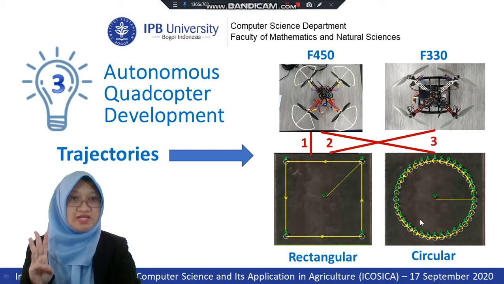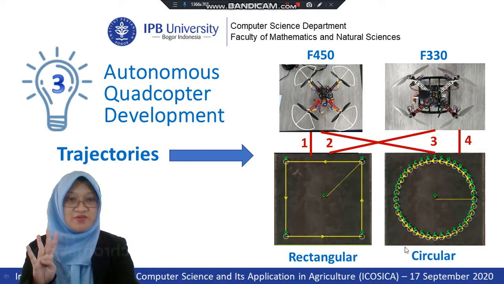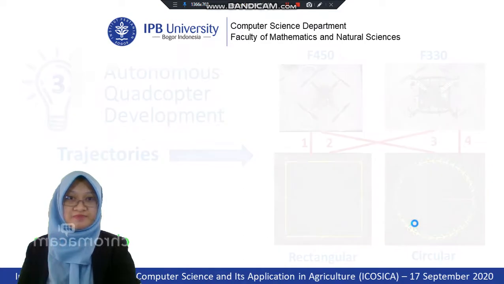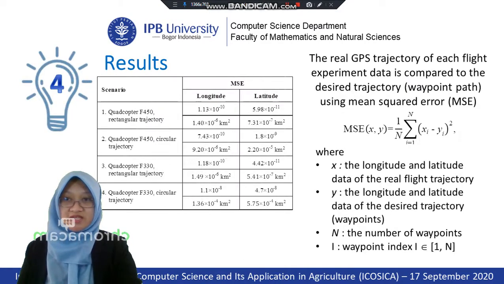The third one is the F330 quadcopter to fly autonomously following the rectangular trajectory. And the fourth one is the F330 quadcopter to fly autonomously following the circular trajectory. So we have 4 testing scenarios. And the result is as follows.